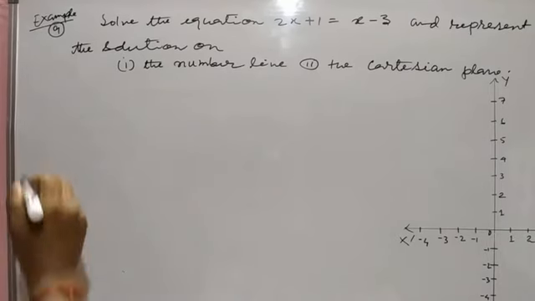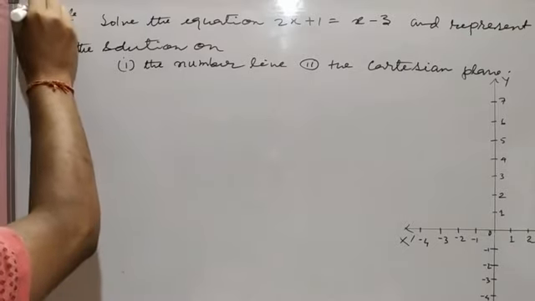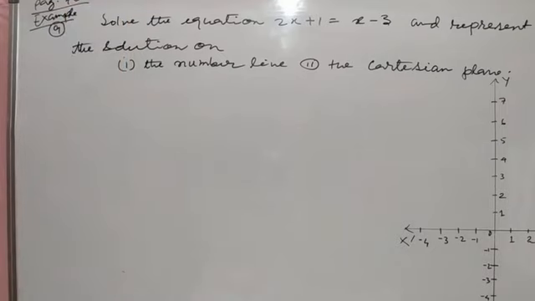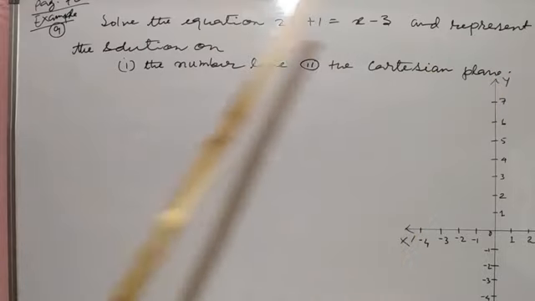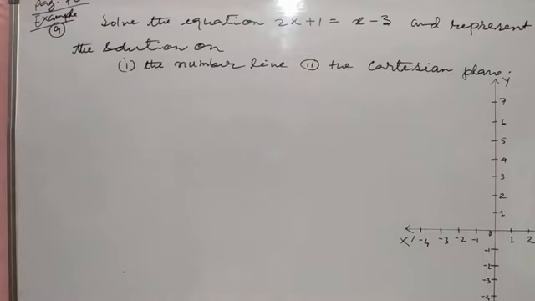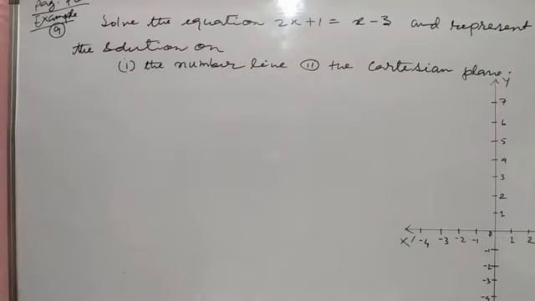Okay, now see example 9 of page number 76 of our textbook. Here given, solve the equation 2x plus 1 equal to x minus 3 and represent the solution on the number line and in the Cartesian plane. So we have to solve this equation and then represent it on the number line and then on the Cartesian plane. Now we see how to do the solution.